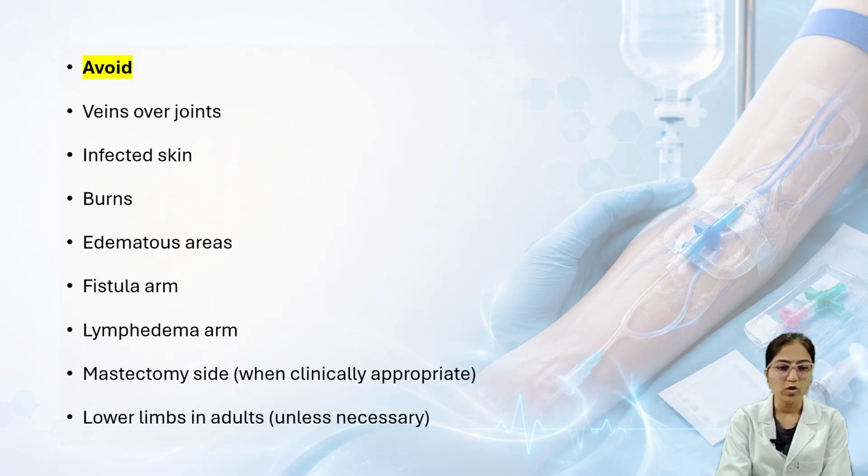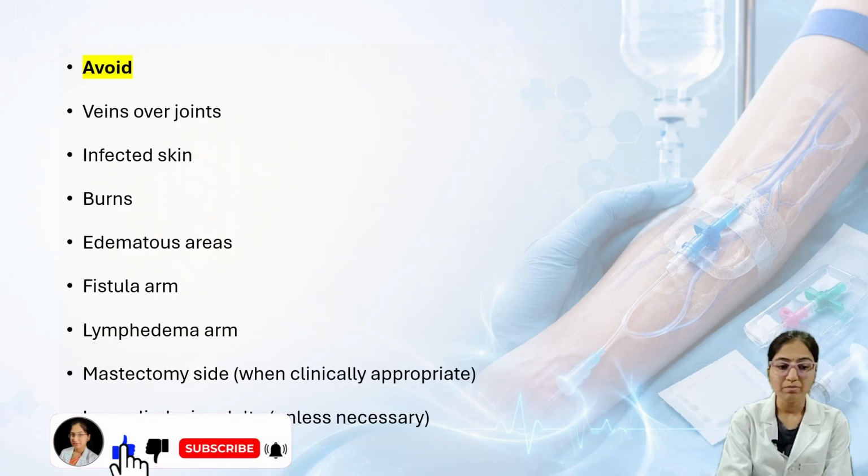We need to avoid veins over joints, infected skin, burns, edematous areas, fistula arm, lymphedema arm, and mastectomy side when clinically appropriate, and lower limbs in adults unless necessary.